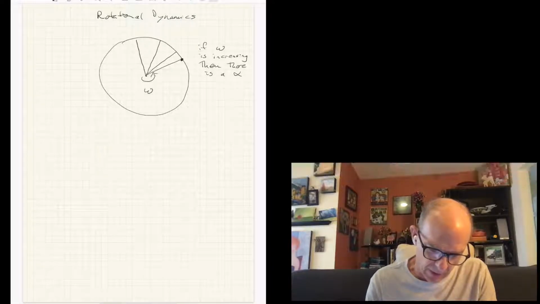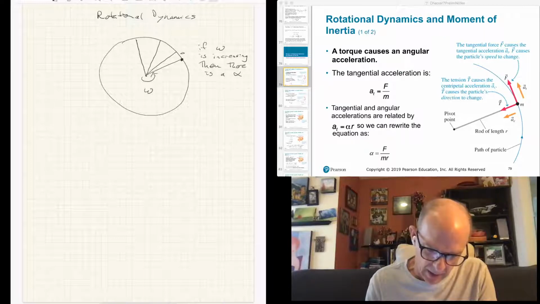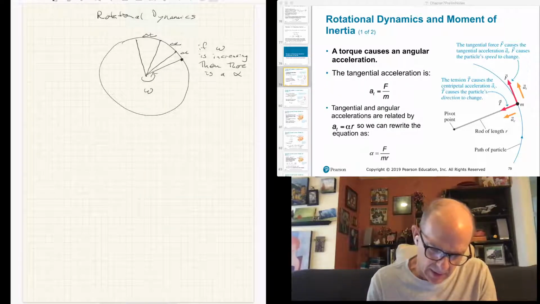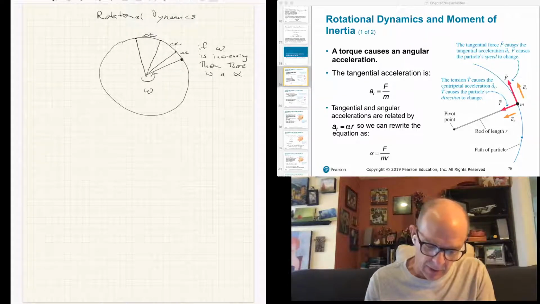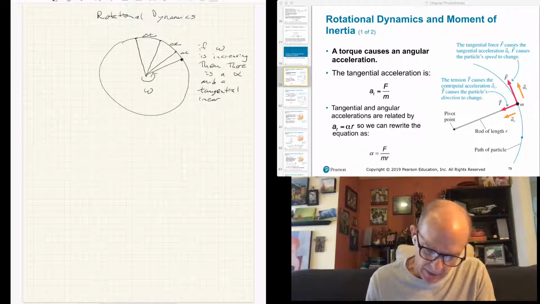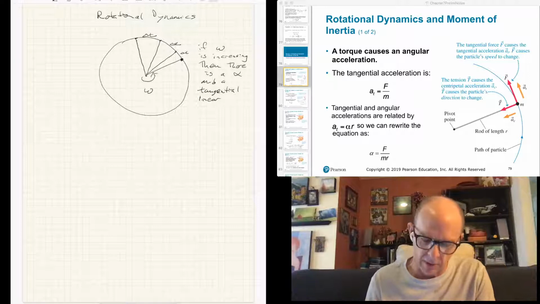So if I've drawn these lines at equal intervals in time, we can see that the object is moving around faster because the rotational speed is accelerating, it's speeding up. And so that means that there is a tangential linear acceleration. That means that there's a linear acceleration along the direction of motion as well as the centripetal acceleration towards the center.